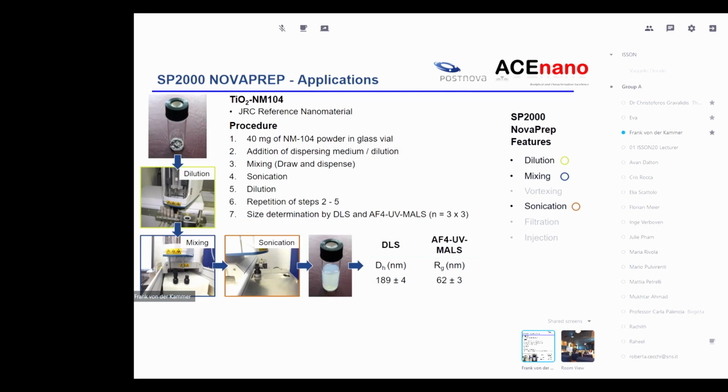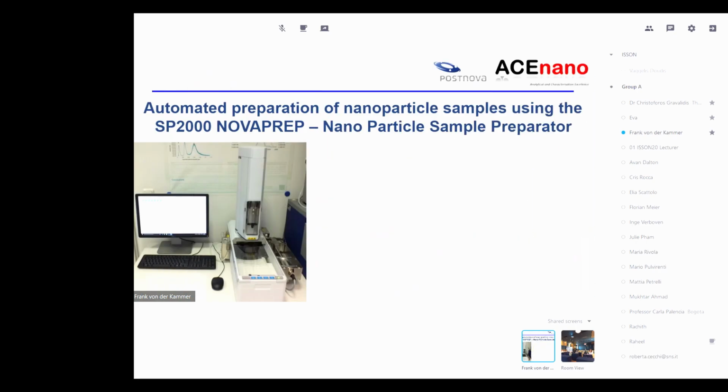And the DLS measurement comes up with 190 nanometers almost, and the field flow fractionation measurement comes up with 60. The difference between these two comes from the different measurement techniques. Usually the results that you get from field flow fractionation with light scattering are smaller than those from the DLS, because the DLS is much more weighted towards the larger part.